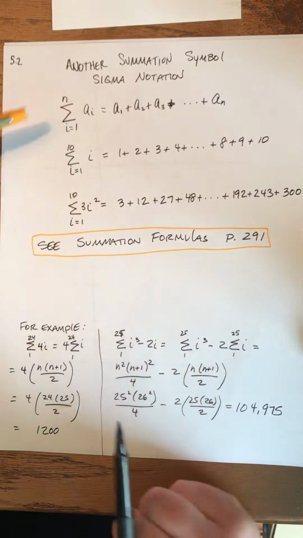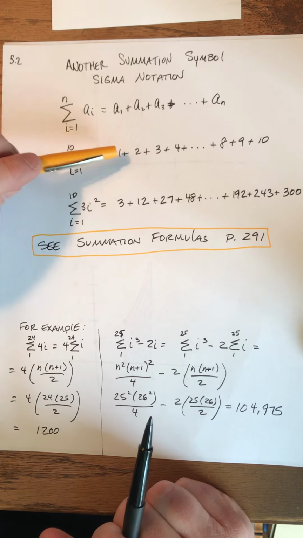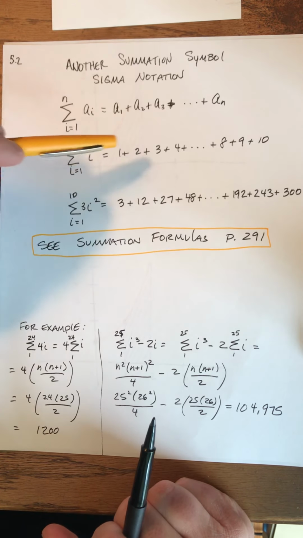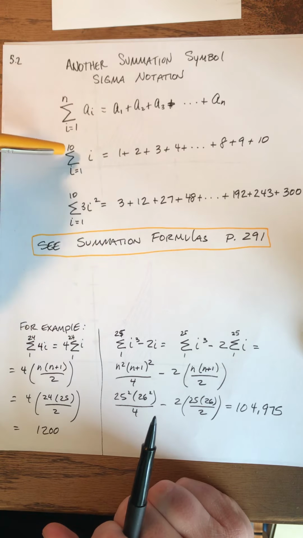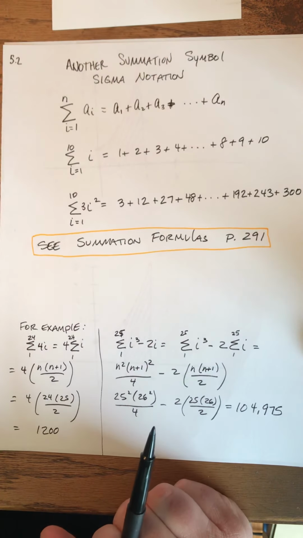If they give us this, this means I'm putting a 1 in for i and getting a 1, then putting a 2, all the integers, getting a 2, 3, and so forth, all the way up to 10, and I'm going to add them up.